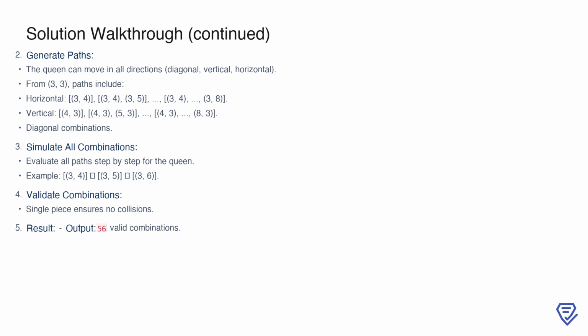For example, the queen might move to 3,4, then to 3,5, and then to 3,6. Since there is only one piece, no collisions are possible, and all simulated paths are valid. As a result, we find that there are 56 valid move combinations for the queen starting at position 3,3.